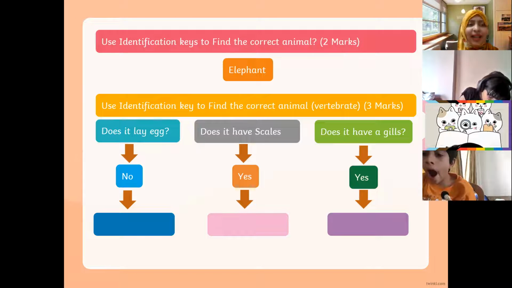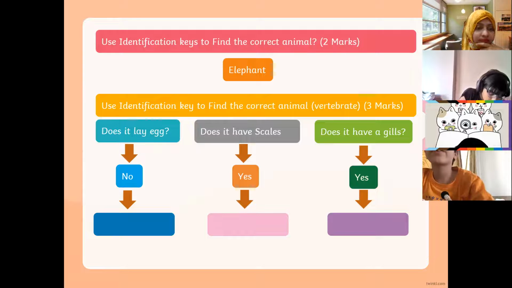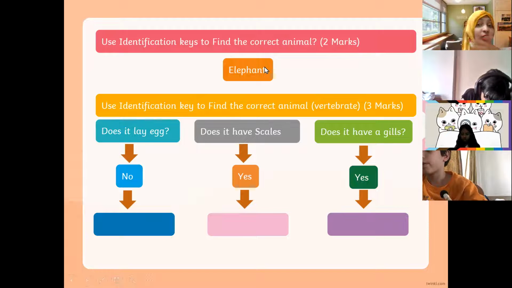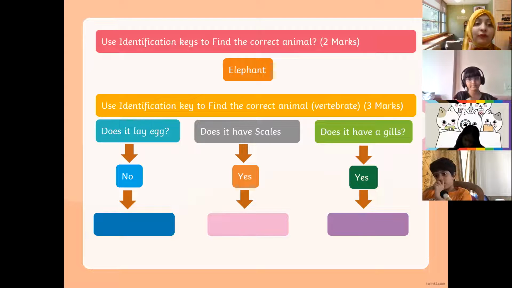Umar, are you even writing? Ma'am, how many questions do you have to write for that elephant? I told you, I need 5 questions to come to that answer, elephant. Your answer is elephant. So you have to write 5 questions. You have to ask 5 questions.